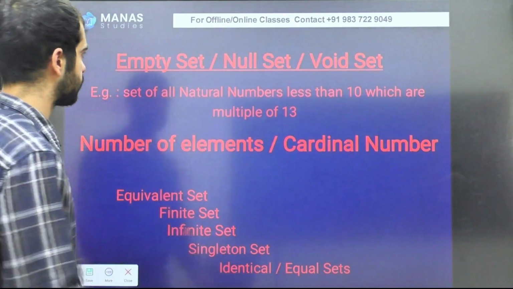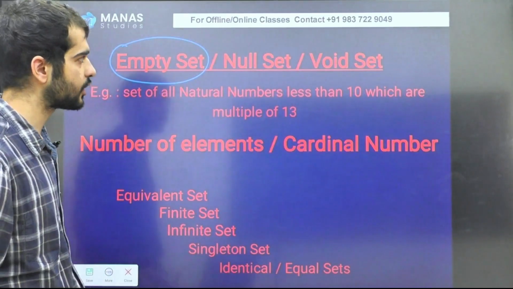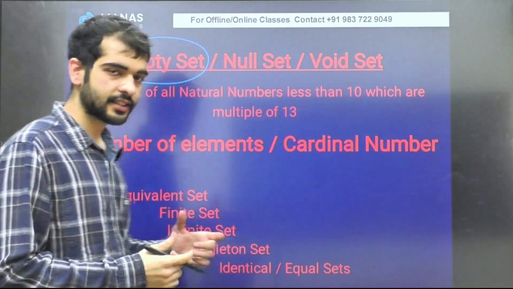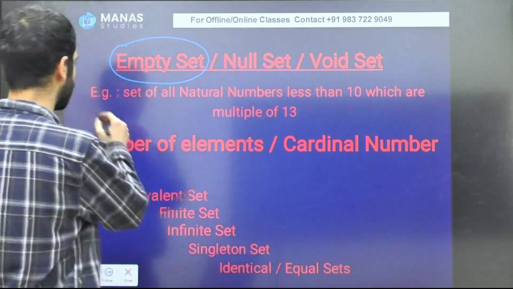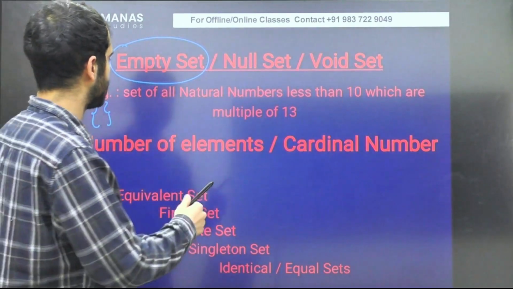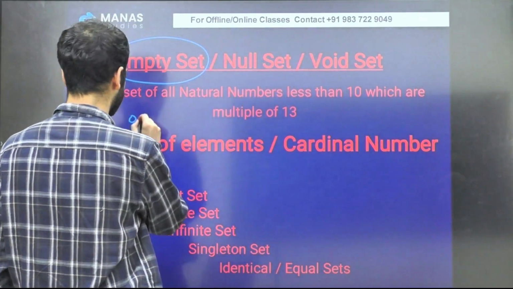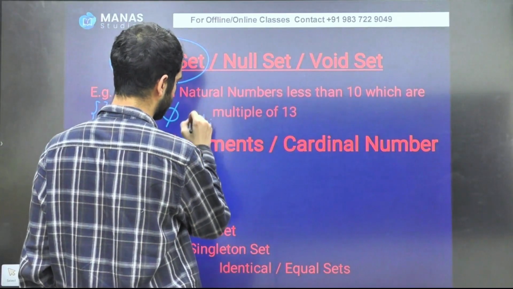Okay, now let's look at another classification, that is an empty set, which is also known as a null set or void set. If there is a set that contains no elements, then it is known as a null set or an empty set. It is denoted by empty braces since it contains no elements, and it can also be denoted by the symbol phi.